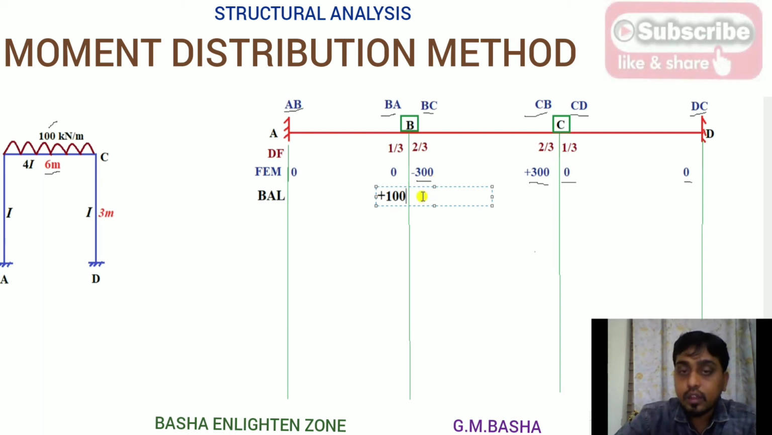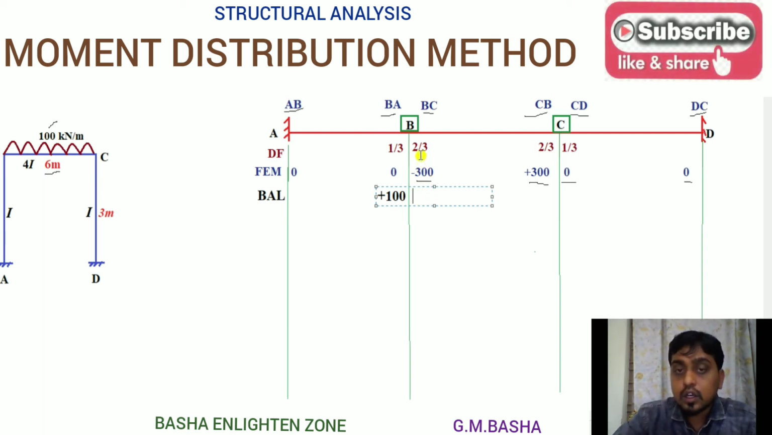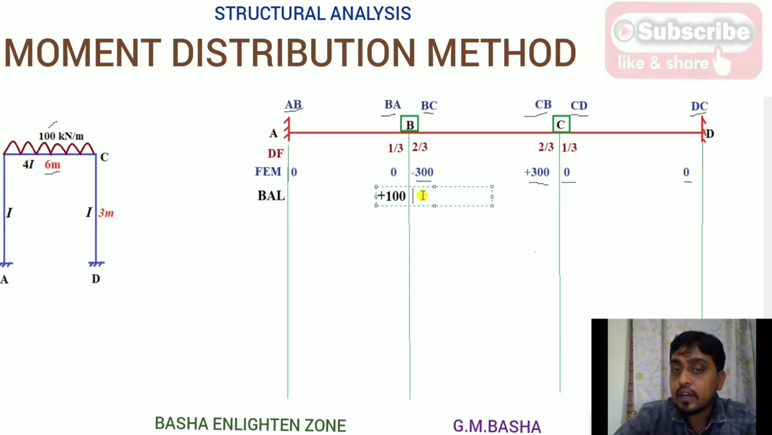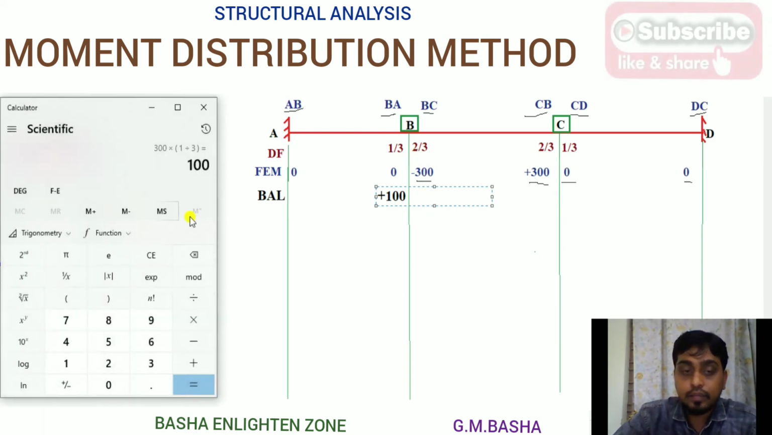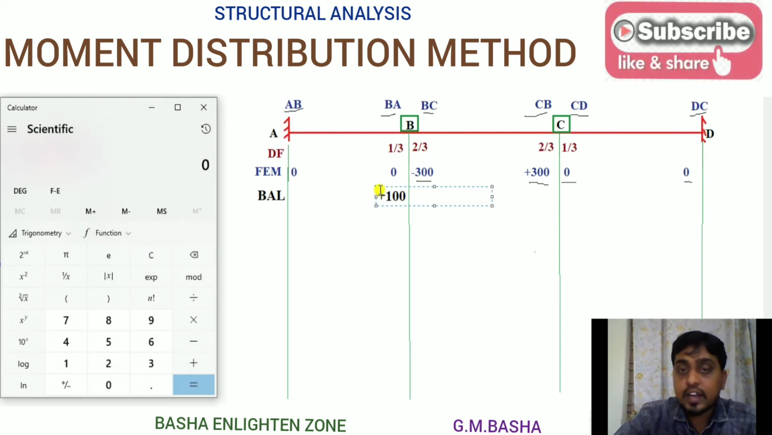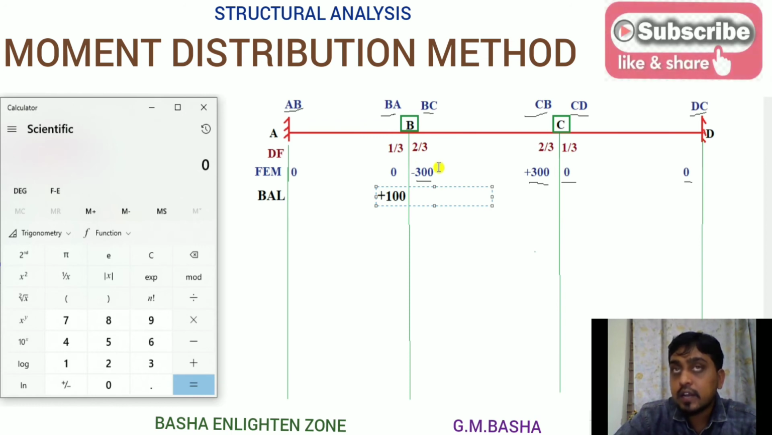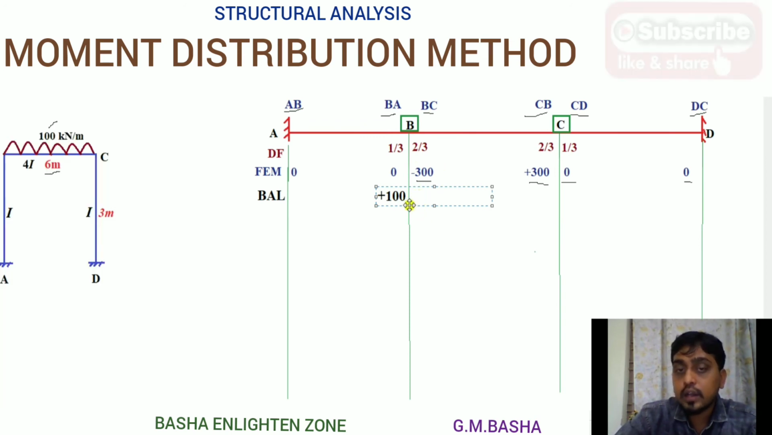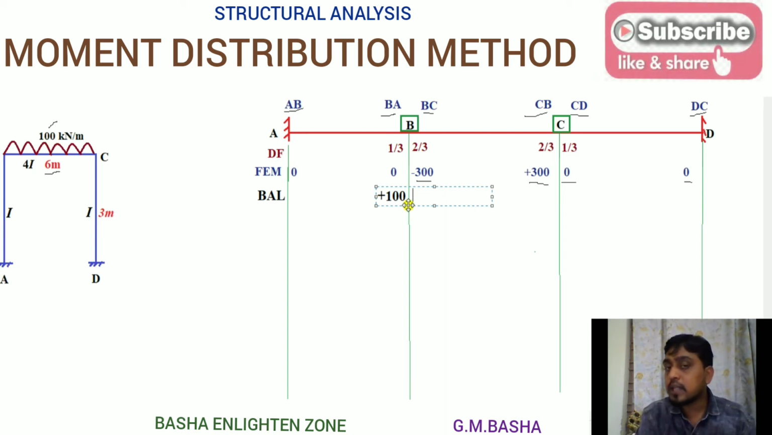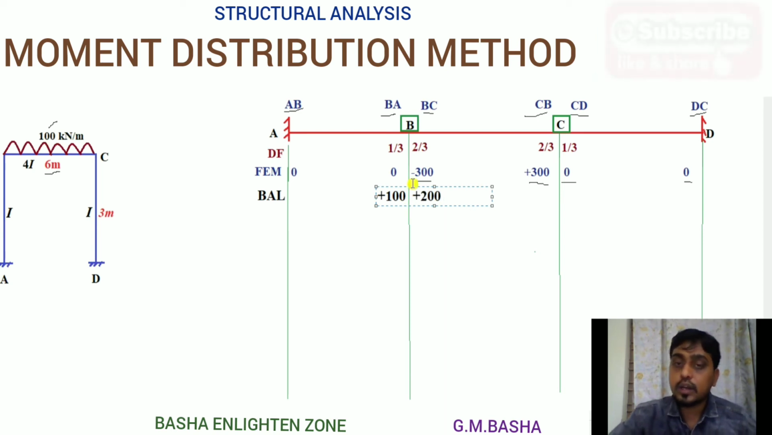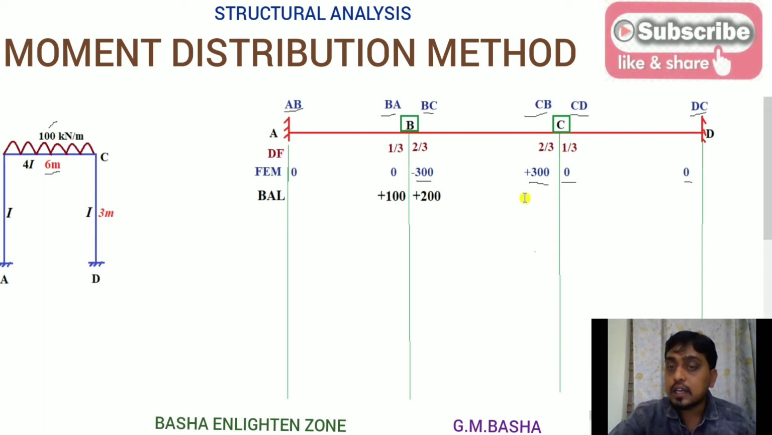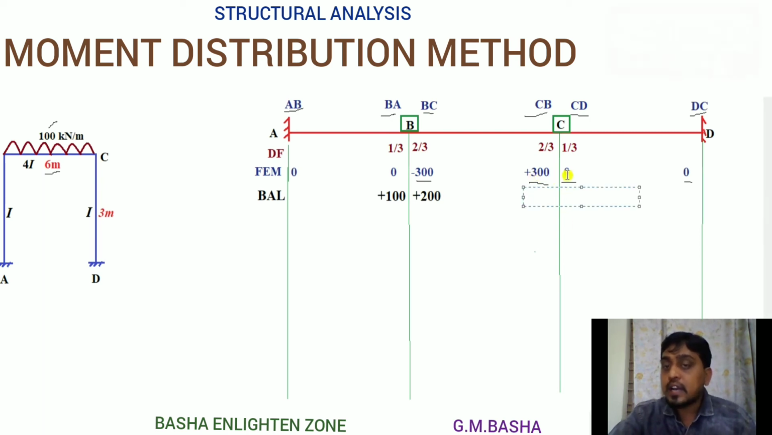Similarly, see here, minus 300 plus 0 into 2 by 3. 3 into 2, 600 divided by 3, so you will get 200. So if you simplify directly, minus 300 into 2 by 3, 600 divided by 3, directly you will get 200. So for example, here you will get minus 200, means I am taking plus 200. In the same way, you have to balance here, plus 300 plus 0.